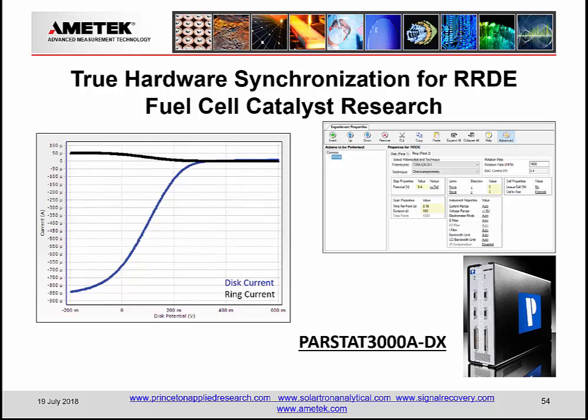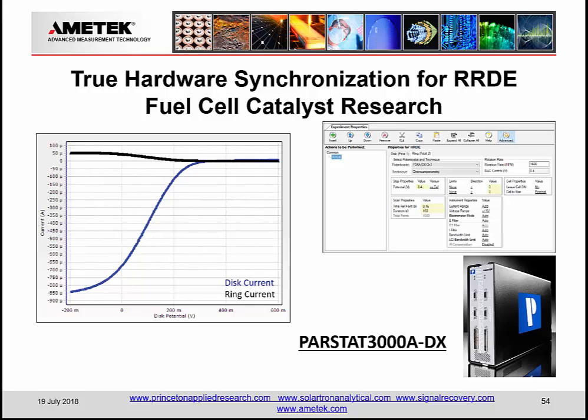So we've talked about batteries and capacitors, but this is also a discussion on fuel cells, and I touched on this when we talked about EnergyLAB's 100-volt capability with its auxiliary electrometers to pick out different cells within large stacks. But another segment of fuel cell research is in the catalyst itself. A lot of that's done with rotating ring disc electrodes and bipotentiostat work. A great option for that is our PARSTAT 3000 ADX.